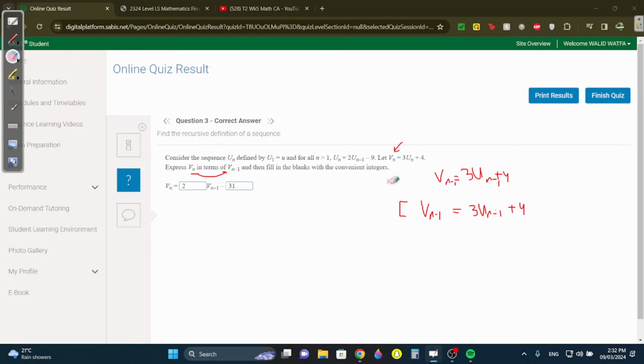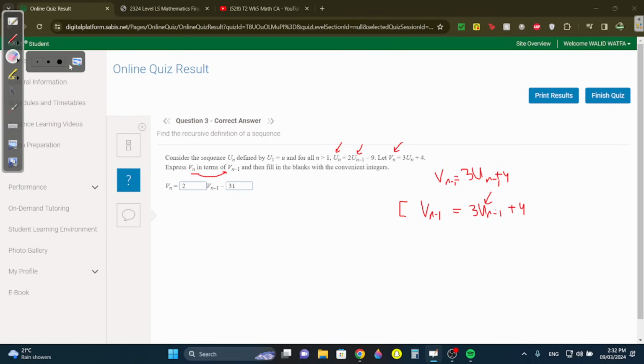Obviously, we want... wait, what am I saying now? Yeah, you have this Vn minus 1, it equals 3 Un minus 1 plus 4, yeah? Okay. What do we have here? We have a Un minus 1, yeah? And we know that Un minus 1, where is it? I saw it somewhere. Here. 2 Un minus 1 minus 9 equals Un. So if we can somehow substitute and keep this Un minus 1 alone, then we can continue solving.